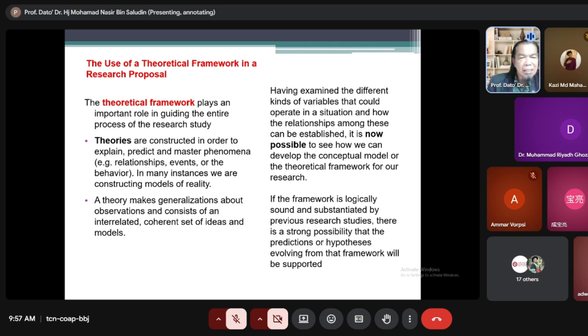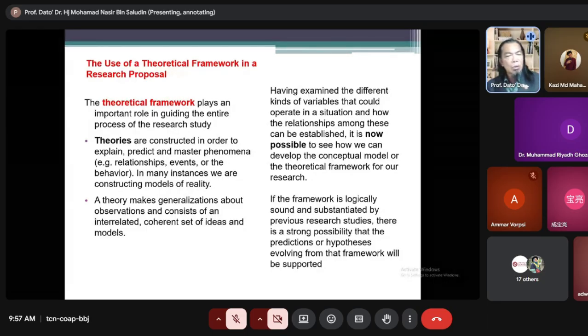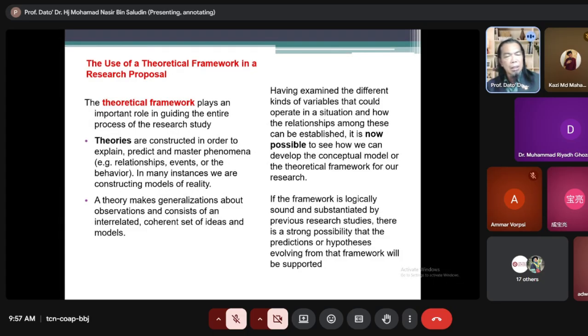Theories are constructed in order to explain, in order to predict, and in order to master phenomena, for example a relationship, event, or behavior. In many instances, we are constructing a model of reality. Maybe you do not utilize all the concepts in the theory; you look at the weaknesses of the theory, and then you can try to strengthen the theory.